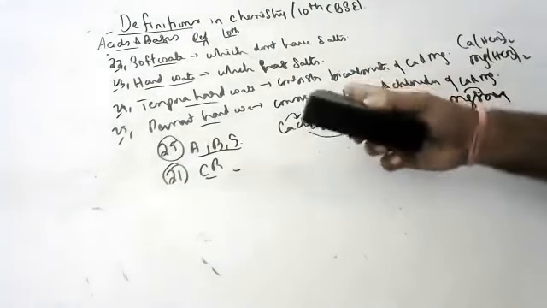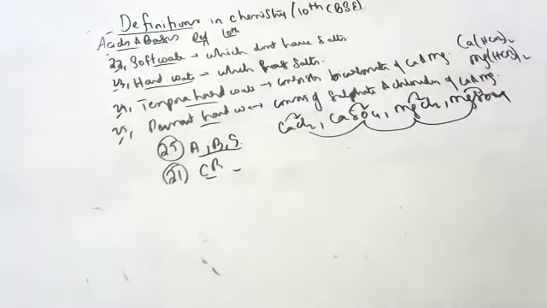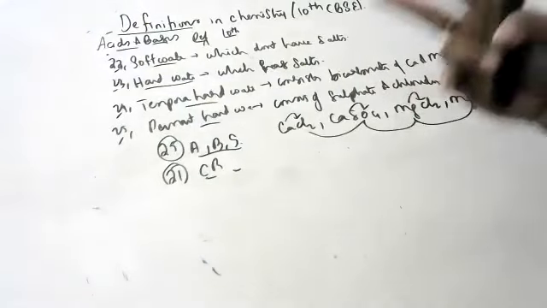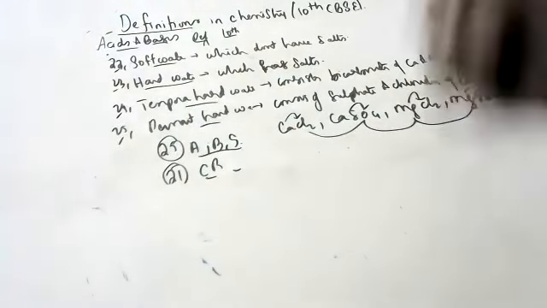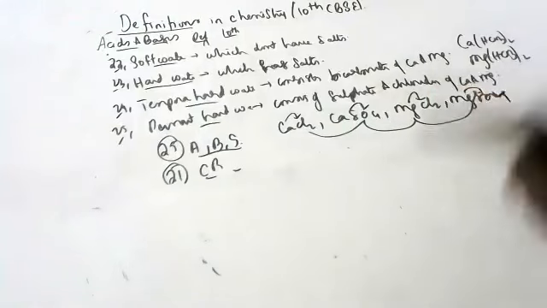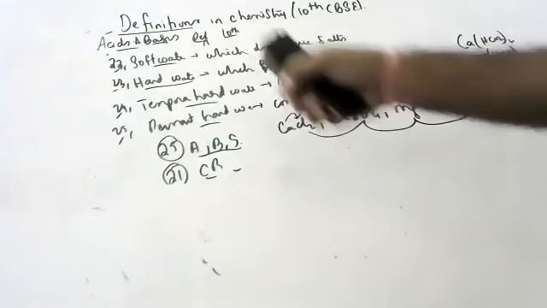Permanent hard water consists of chlorides and sulfates of calcium and magnesium. Don't forget, children. Very, very important.